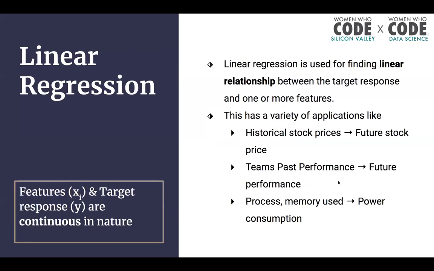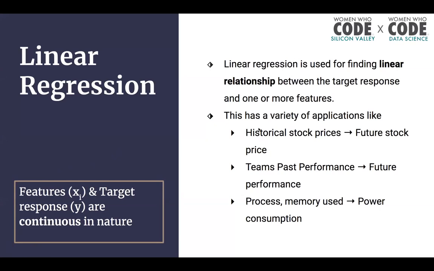So let's start off with linear regression. Linear regression is used to find a linear relationship between a target response and one or more features. Quick recap of what feature and target response is. Features are our X values, which would be the input columns. Target response is Y, which would be our predict column. And both are continuous in nature, which means both Xi and Y have to be numerical in nature and have a numerical value associated with it. It doesn't just have to be numerical, it has to be continuous, meaning that they have an inherent ordering to it.